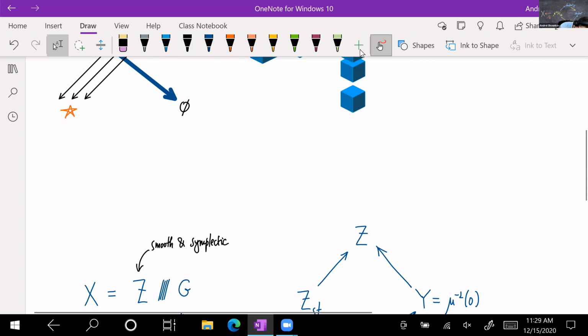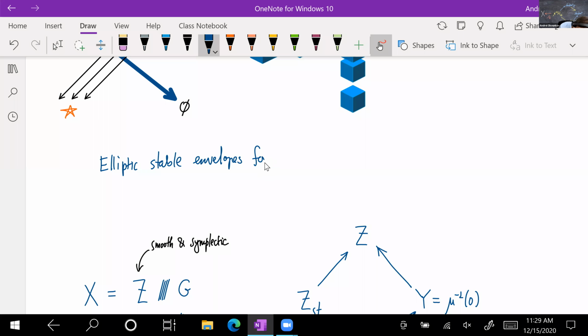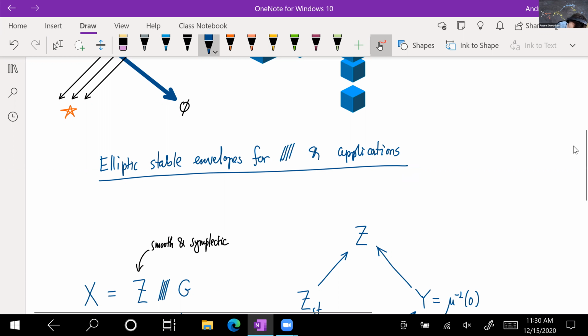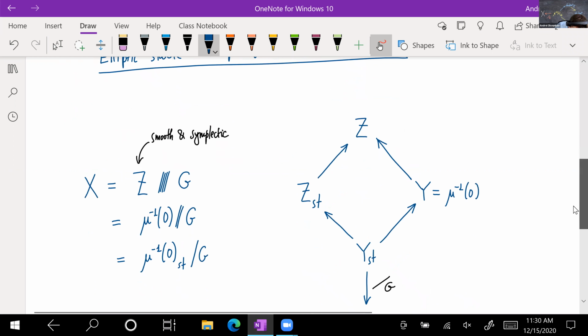So we continue with the elliptic stable envelopes for symplectic reductions. Maybe I'll denote it like that. And applications. And so what's this about? This is a brief summary of what we discussed in the previous lecture.